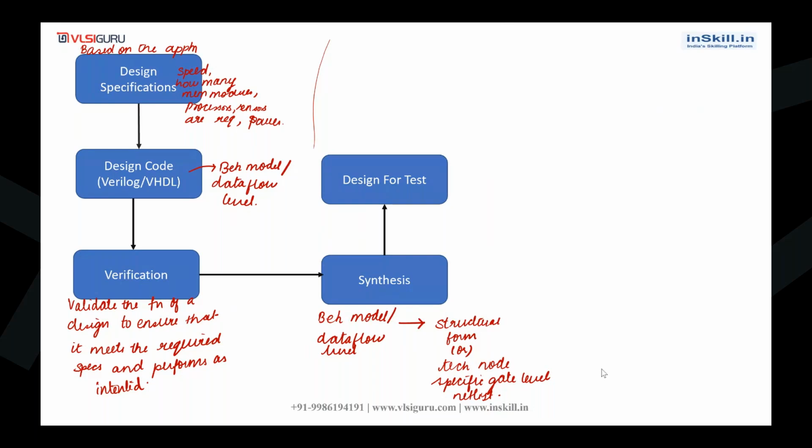And after that, we have the physical design. So the physical design team converts the gate level netlist into layout form. That is the role of the physical design team: they convert the gate level design into layout form.